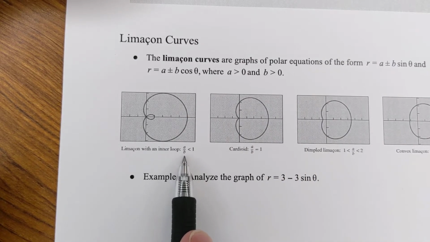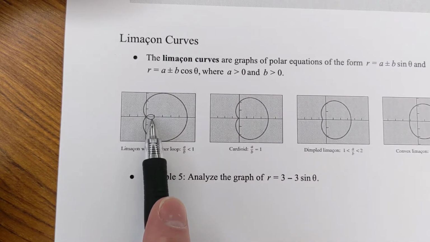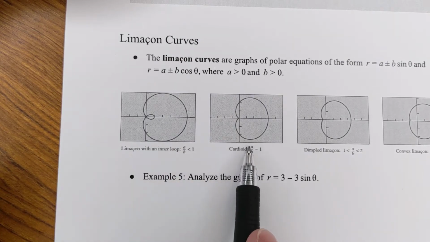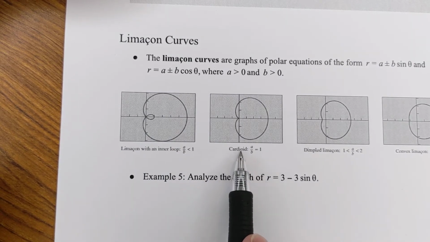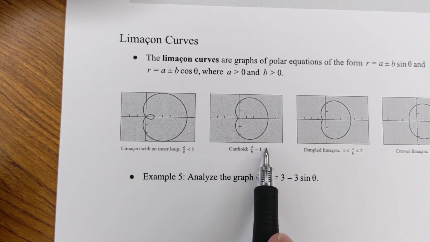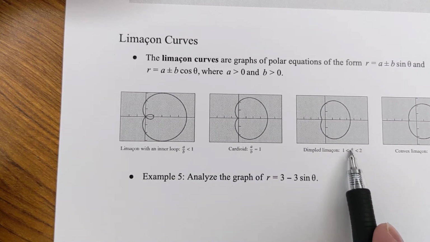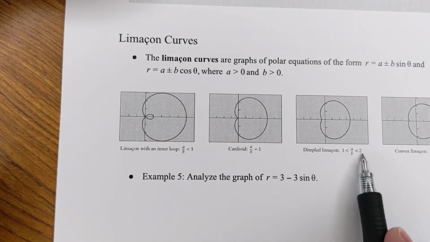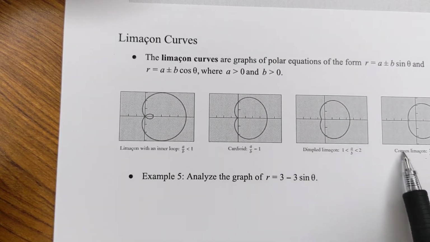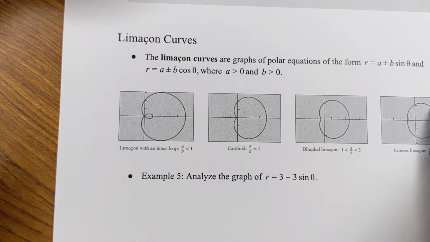So if a divided by b is less than 1, you get this nice inner loop. If a over b is equal to 1, you get a cardioid, and that just has a dent, so it looks like a heart, cardiac, cardioid. If a over b is between 1 and 2, you get this lovely dimpled one. And if a over b is greater than or equal to 2, you get more of a flattened look inside.